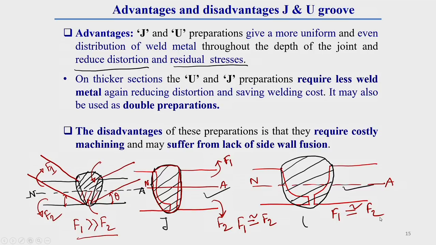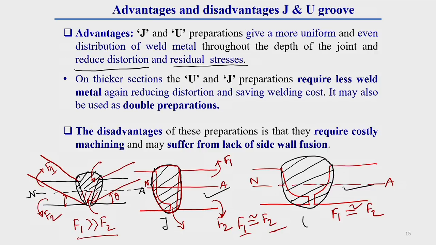Due to this less variation of F1 and F2, or we can say F1 and F2 are almost the same, welding deformation is almost nullified here. Welding distortion is very small, and due to this even distribution of weld material, residual stress is also generated less.